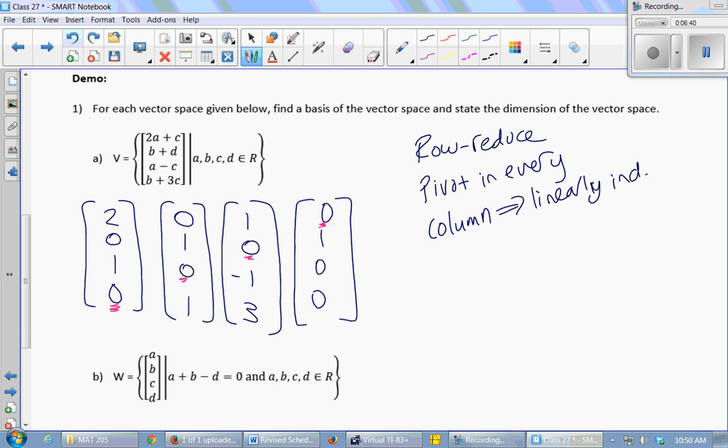Okay, so what's the dimension of this vector space? 4. Yeah, because this is a basis. It's a linearly independent spanning set. There are 4 vectors in it, so the dimension of V is 4. Yep, the dimension is the number of vectors in the basis.